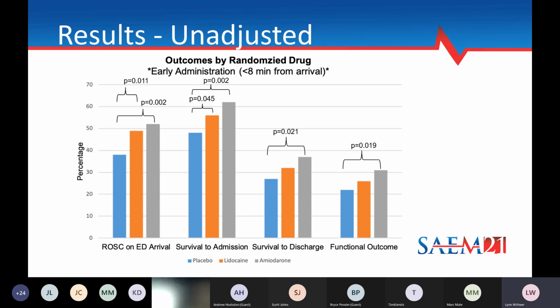As you can see, ROSC on arrival, there's significant difference between placebo and amiodarone. The lidocaine arm looks a little bit more like the amiodarone, but it's significantly less. Survival to admission to the hospital is significantly different. Survival to discharge is significantly different. This is roughly almost 15% difference. And then functional outcome, which means neurologically intact, is also significantly different.